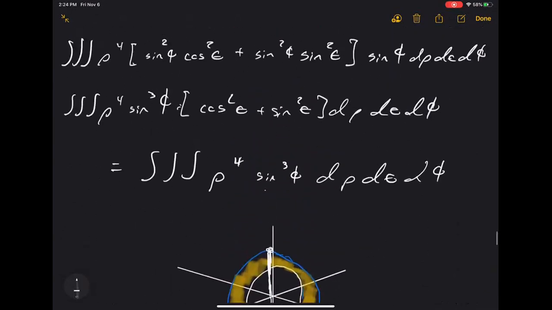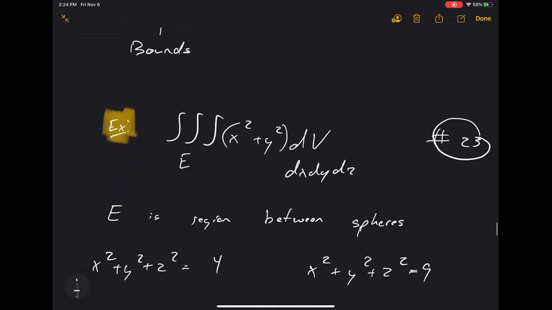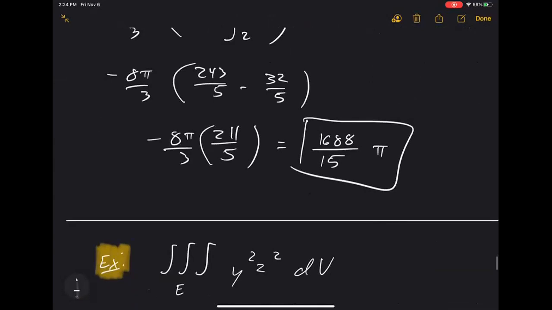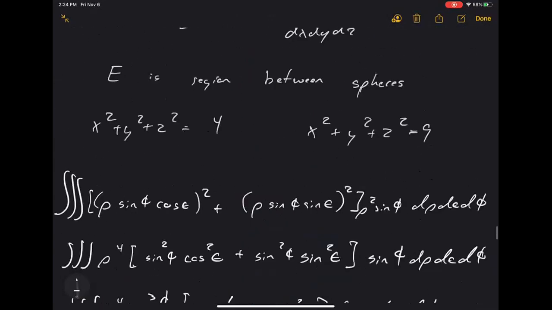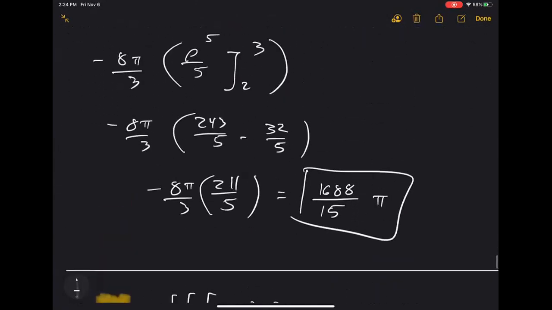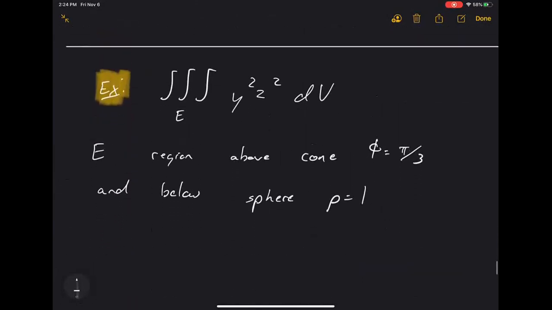Let's see, this was number, which one? 23 from the textbook. Let's see if that one was correct. (1688 pi over 15). Excellent. That was a little nerve-wracking. Whenever I do a long problem, I'm always paranoid I've made some mistake, like the rest of you, I'm sure, and I have the added pressure of trying to do this in one take and not look like an idiot.